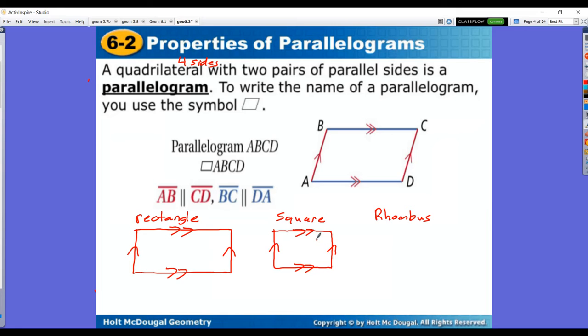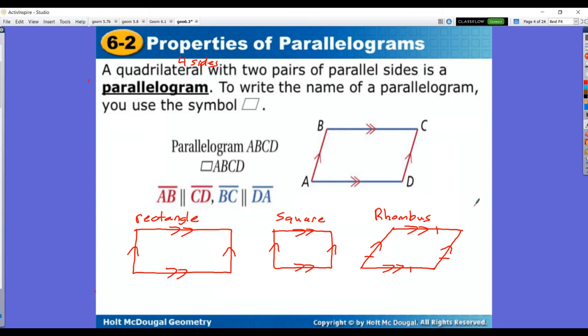A rhombus is just a square that has kind of been pushed over a little bit. So a rhombus has all sides that are congruent, just like a square. So all these sides would be the same. And they also have opposite sides that are parallel. So this is typically what a parallelogram looks like. Here are just some other examples of figures that would also be in that category.